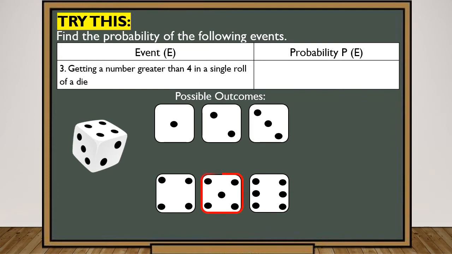So we have 5, which is greater than 4, and 6. So out of 6 possible outcomes, we have two chances of getting a number greater than 4. So the probability of getting a number greater than 4 in a single roll of a die is, what do you think is the answer? It is 2, since we have two numbers which are greater than 4, so 2 out of 6, or reduced to simplest form, 1/3. So this is the probability of getting a number which is greater than 4.